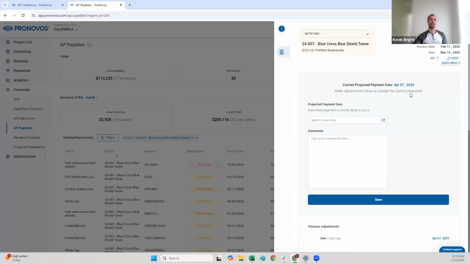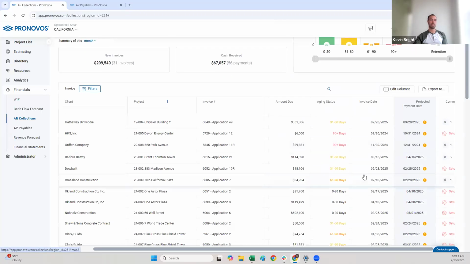If I link it, that projected payment date is now automatically going to be 7 days after the projected payment date that the AR invoice is carrying. If I update the projected payment date for my AR invoice, then that AP invoice is going to update accordingly as well. It's a really good way to make sure that you're not paying your vendors or your subs until you're paid by your client.